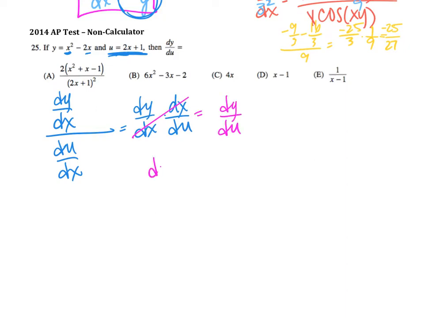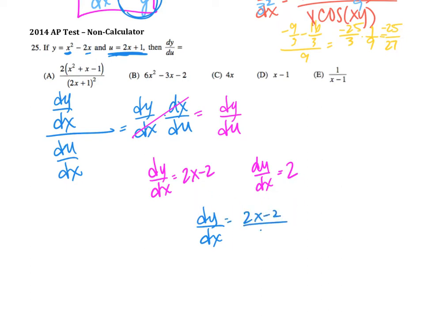So let's go find dy/dx of my first function. That'd be 2x minus 2. Let's go find du/dx. du/dx is 2. Therefore, dy/du is strictly dy/dx over du/dx, which is going to be 2x minus 2 over 2. When we divide through, we'd get x minus 1, and we got our answer.